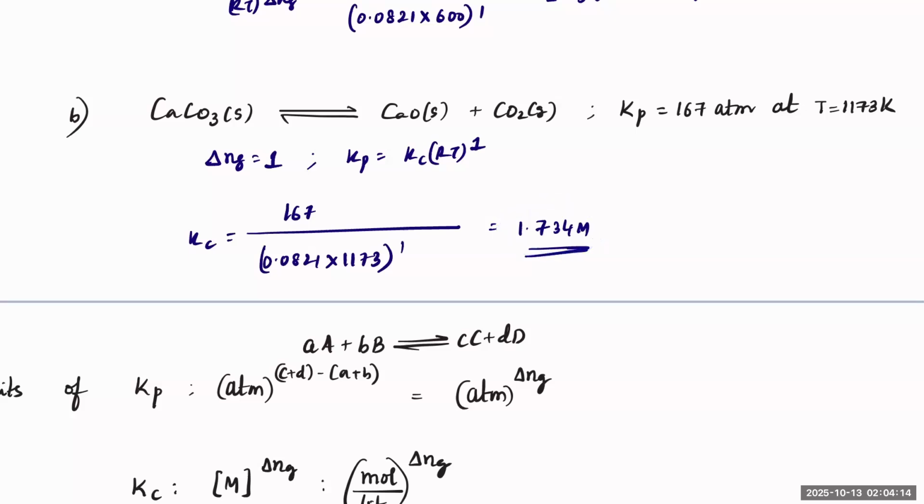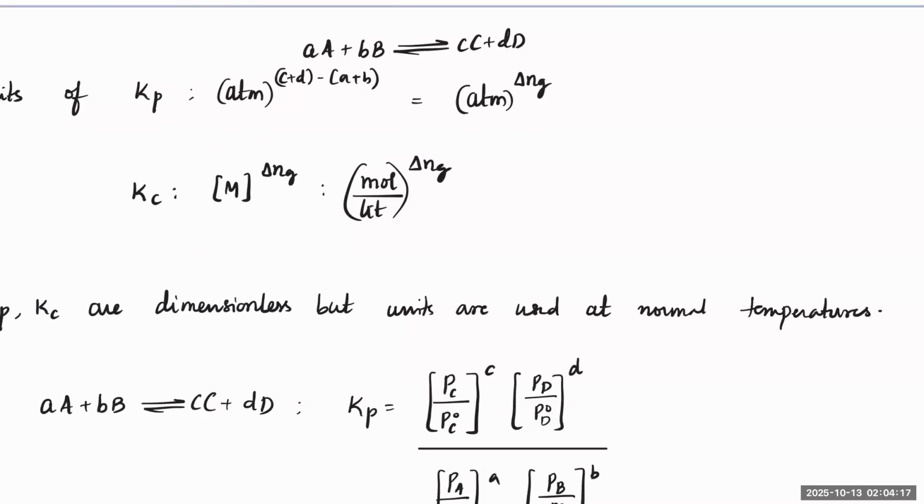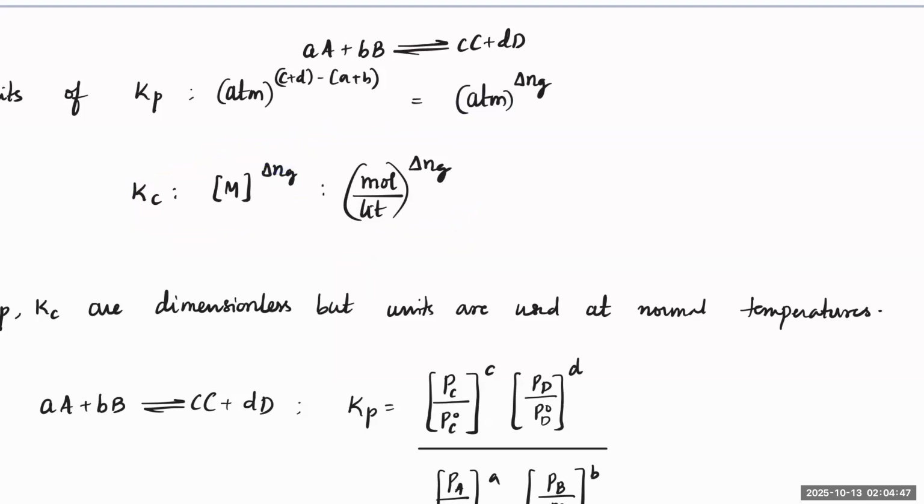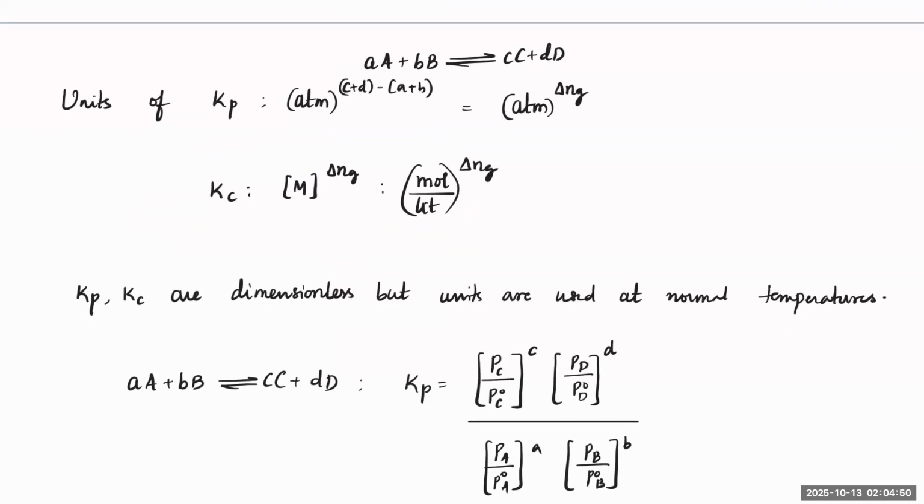See, the general form you can write this way: Kp is atm units raised to the power of C plus D minus A plus B. Done? Check. So Kp is equal to atm units raised to delta Ng, for the gases represented. Kc will be equal to molarity raised to delta Ng, and this is how you can relate. Clear?